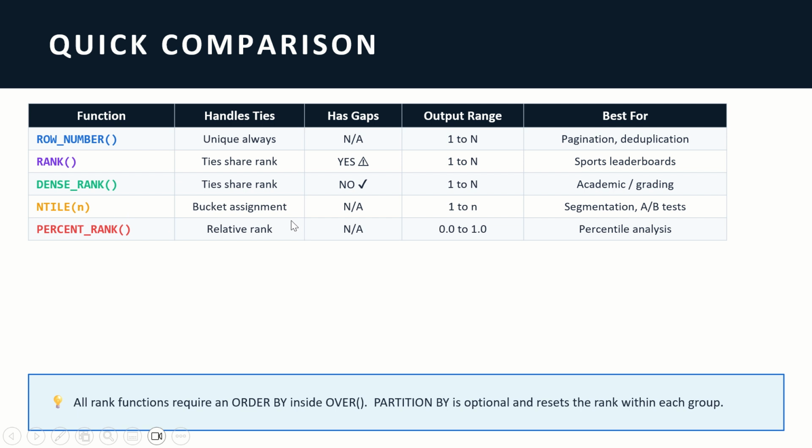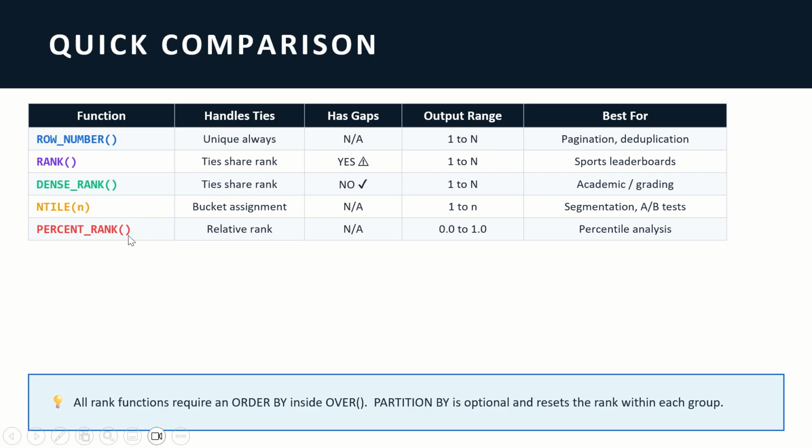Then we have NTILE. It is used for bucket assignment, and this is not applicable here. Again, output can range from 1 to n, and this is useful for segmentation like A/B testing, etc. For example, you want to find your top 25% products. Any e-commerce company might be interested to find the bottom 25% products, so you can segment your entire product categories into 4 buckets, where the first bucket will be called top 25% products, then the second and third will be called next 25, next 25, and the last bucket can be called the last 25% bucket.